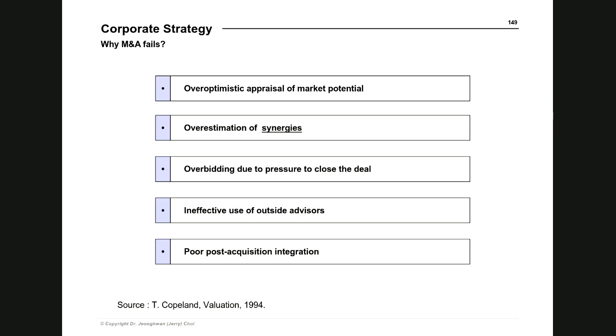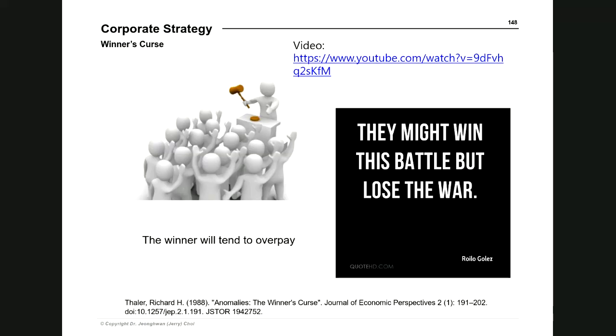And we call that the winner's curse. The winner will tend to overpay. Many times, you know this saying, people might win a small battle, but they lose their war. And that comes from The Art of War. You must win the war, not small tiny battles.